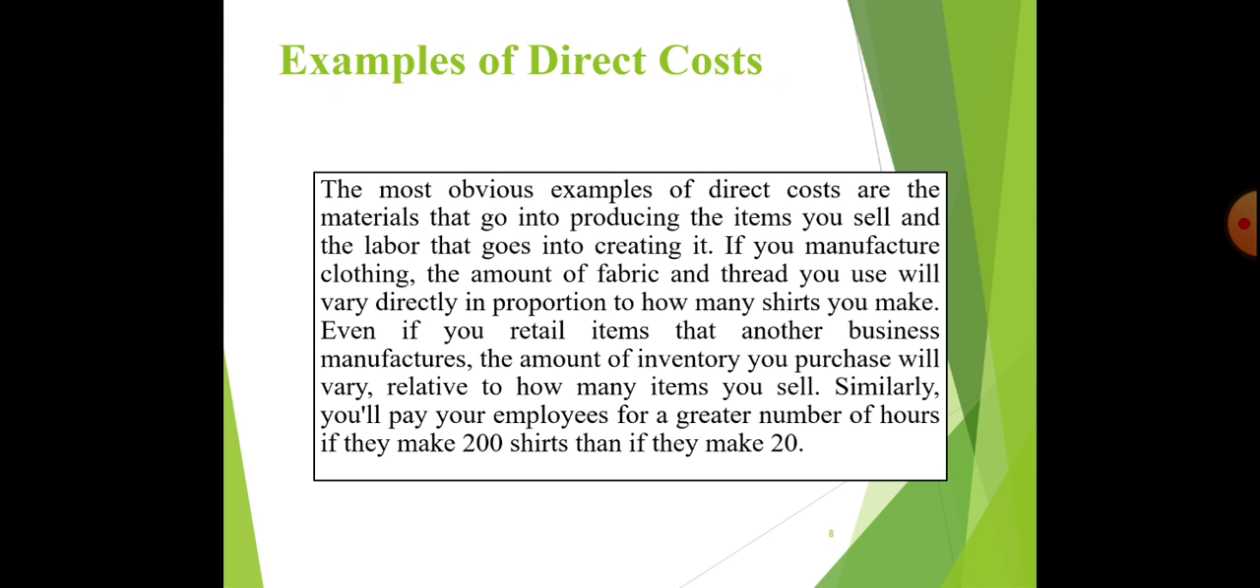Examples of direct costs. The most obvious examples of direct costs are the materials that go into producing the items you sell and the labor that goes into creating them. If you manufacture clothing, the amount of fabric and thread you use will vary greatly in proportion to how many sheets you make. Even if your retail item is manufactured by another business, the amount of inventory you purchase will vary relative to how many items you sell.